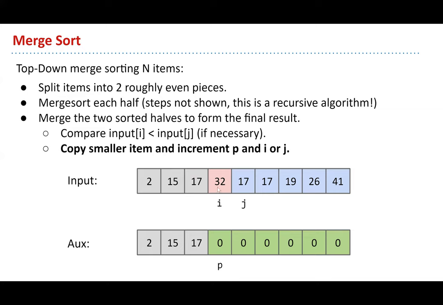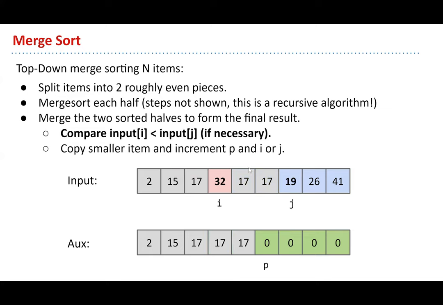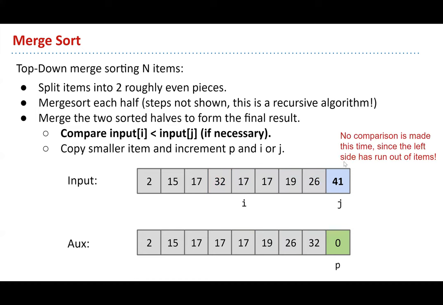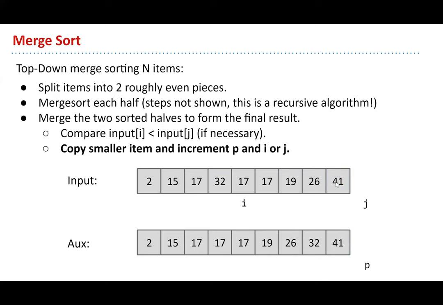Anyway, so here we've got 32 and 17. Now 17 is going to get copied over, 17, 19, 26. And now we have 2 items left, 32 smaller. At this point, there's no more compares to do, and we'll just copy all the remaining blue items. In this case, there's only 1, and we're done. That's merging. We've seen it before. Any questions about this process?